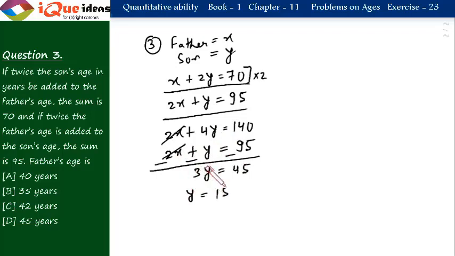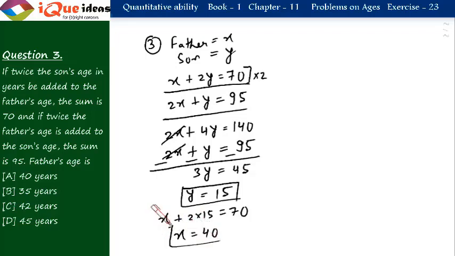So y is equal to 15. If you put in any one of the equations, let's say the first one, you get the value of x. So x plus 2 into 15 is equal to 70. Now 2 into 15 is 30. 30 goes to the other side, gets subtracted. So x is equal to 40. And the question is asking the father's age. Father's age we have assumed to be x. So the father's age is 40 years. All right.